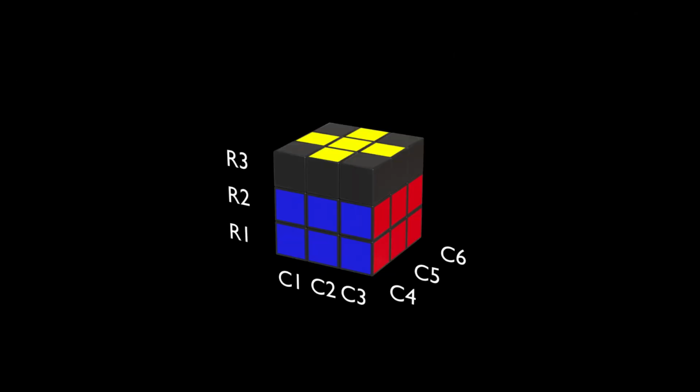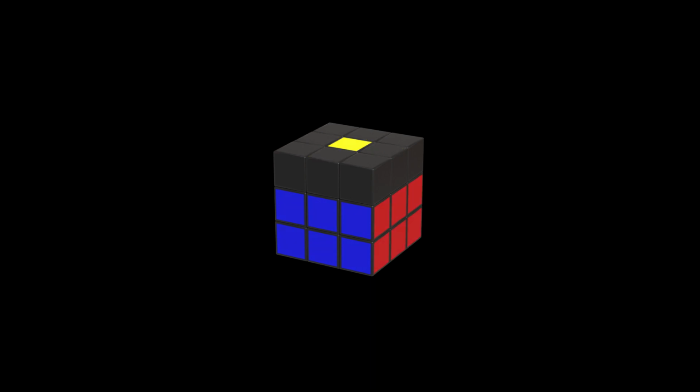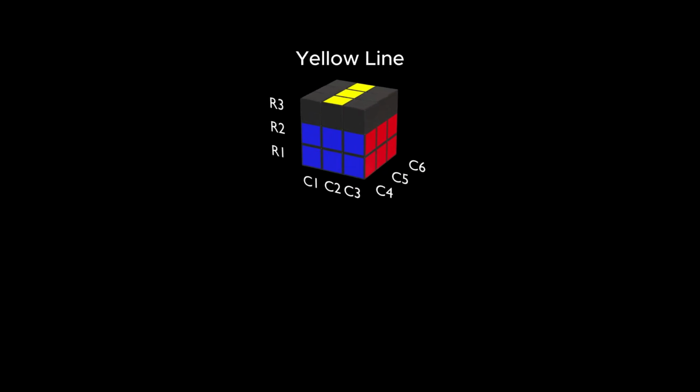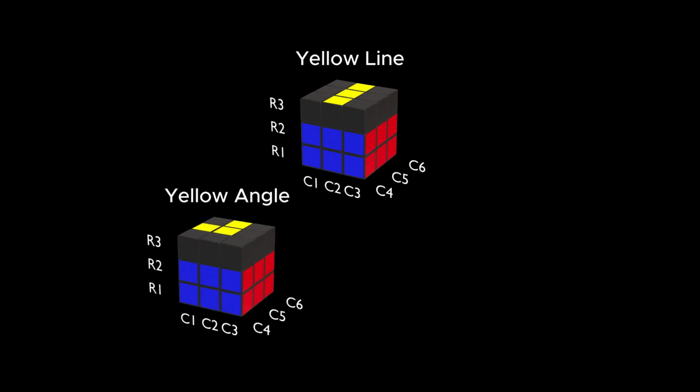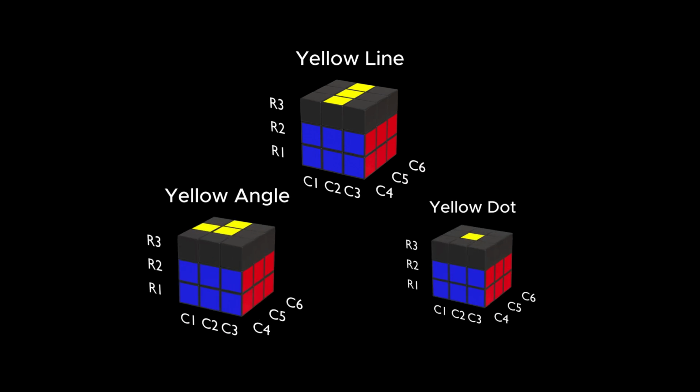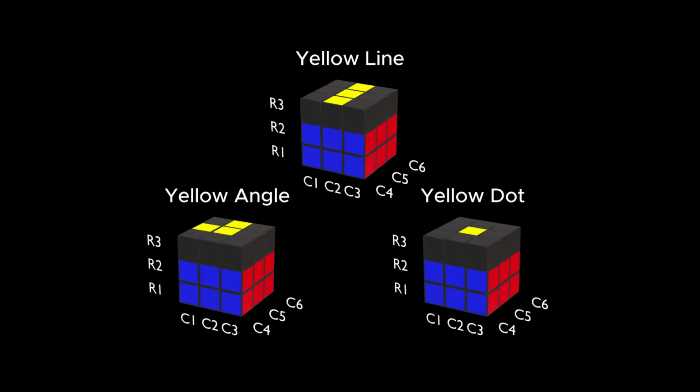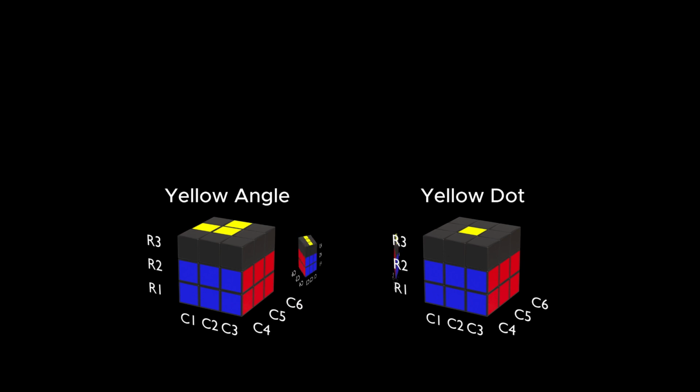The next objective is to achieve a result like this: all yellow edges facing up, forming a yellow flower or plus sign. After completing row 2, 3 common patterns may appear on the top yellow face: 1. A yellow line. 2. A yellow angle. And 3. A yellow dot. We will go through these scenarios one by one.